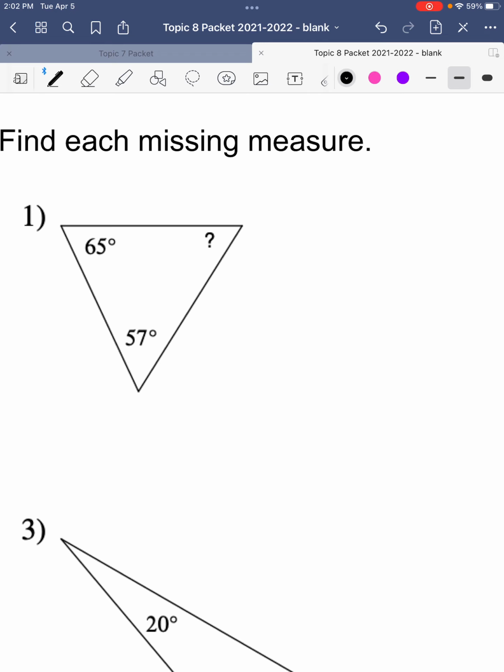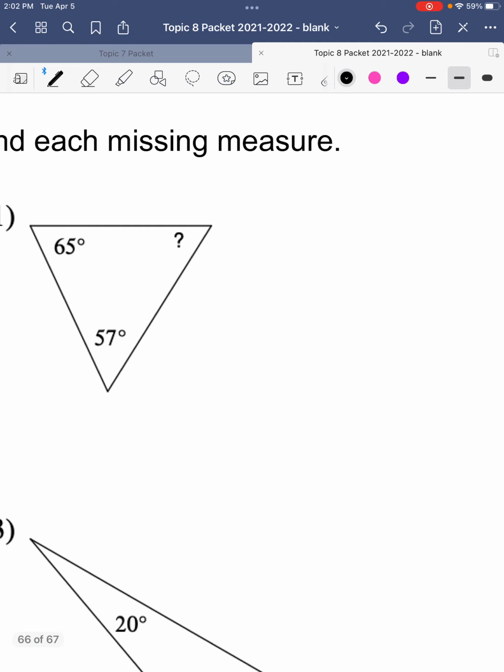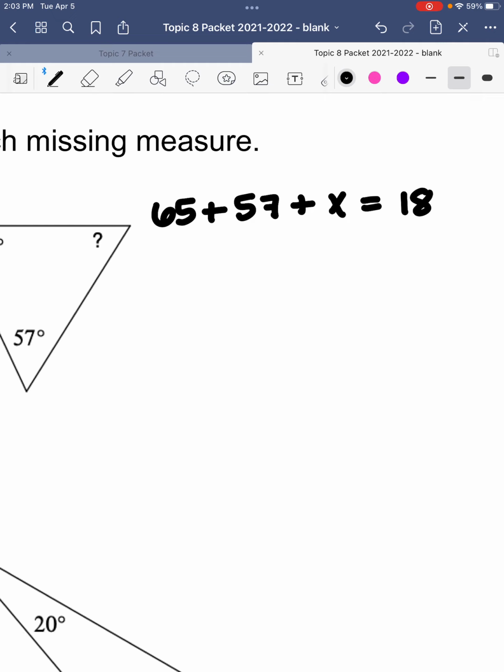So we're going to find where that question mark is. What is that angle measure? And I'm going to represent that missing angle as x. So I'm going to set this up as 65 plus 57 plus x, and I'm going to set that equal to 180 because all three angles have to add up to 180 degrees.